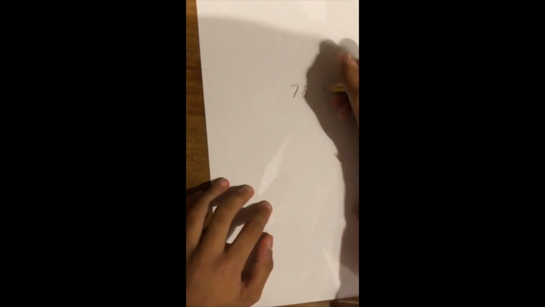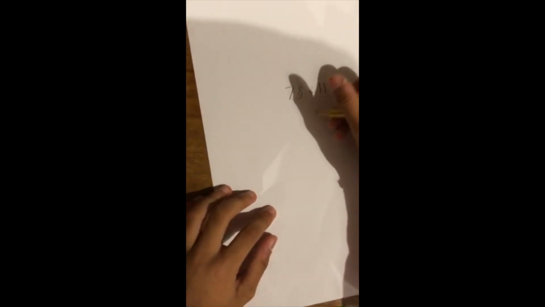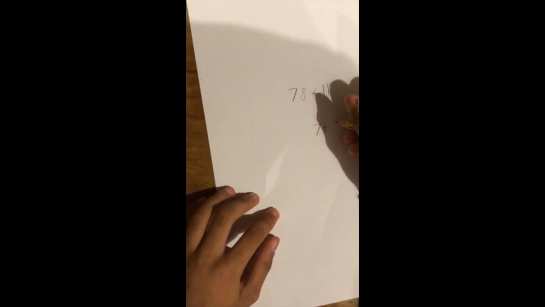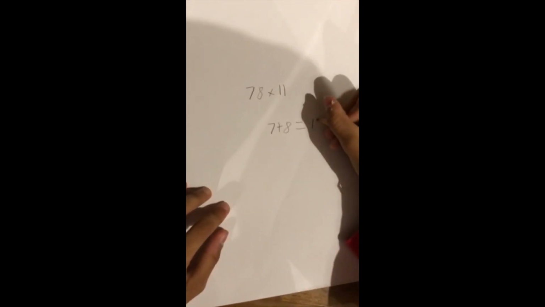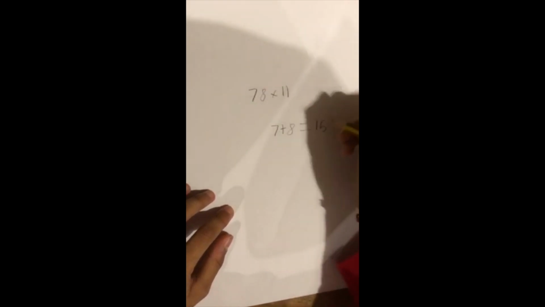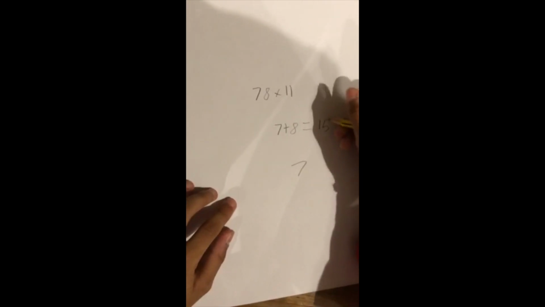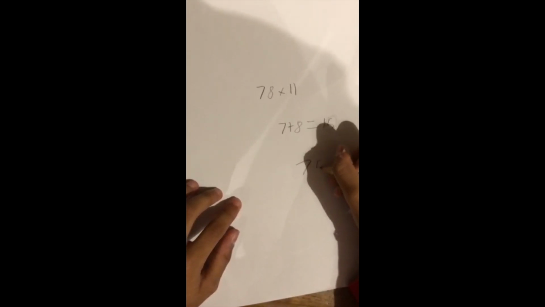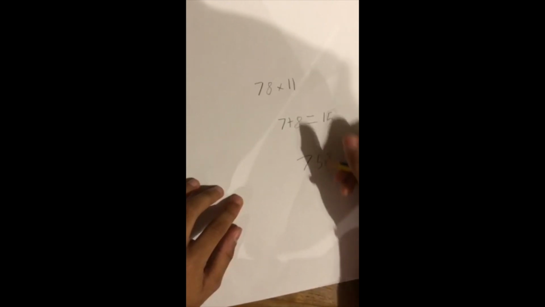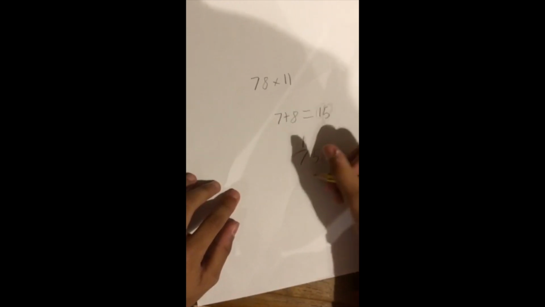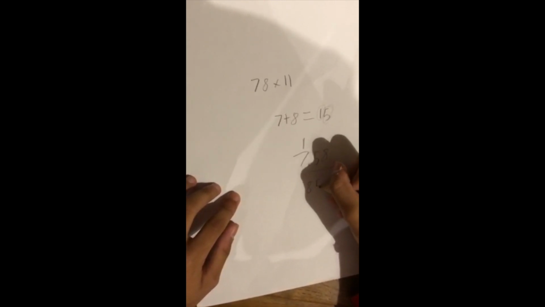What is 78 times 11? 78 times 11 is 858. So I got 78 times 11. Now, all you have to do is add 7 plus 8, and you get 15. Now, you can't just do 7, 1, 5, 8. So you have to first do 7, take the 5 from here, 5, and then 8. And then you have to carry over the 1 from here, and then you get 858.